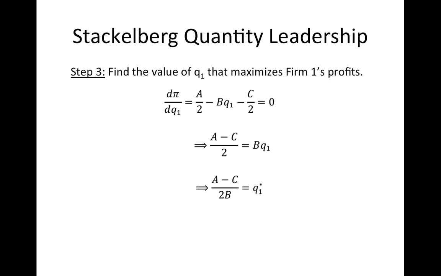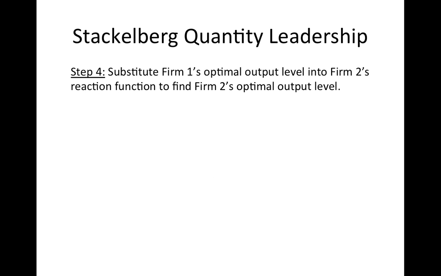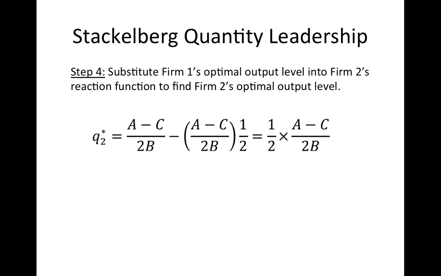When we do this, we find that Firm 1's profit maximizing level of output is (A minus C) divided by 2B. We can now substitute Firm 1's output into Firm 2's reaction function to find Firm 2's optimal level of output. When we do this, we find that Firm 2's optimal level of output equals 1/2 times (A minus C) over 2B.